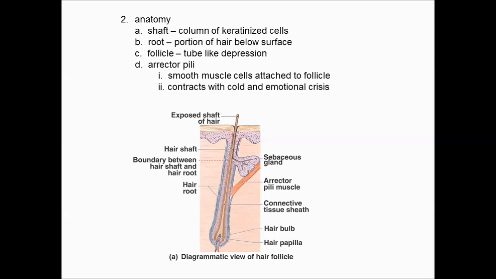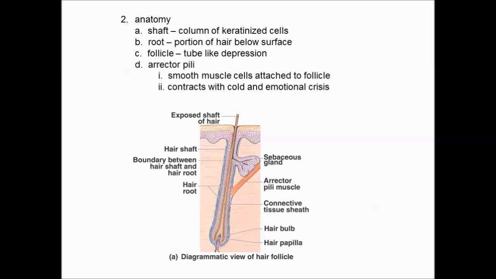The root of the hair is just the part of the hair shaft that's below the surface of the skin. So from the surface on down, they call that the root. And the follicle is a depression in the epidermis that gives rise to the hair. So the keratin is produced down here in the bulb, but the whole structure is called the follicle.